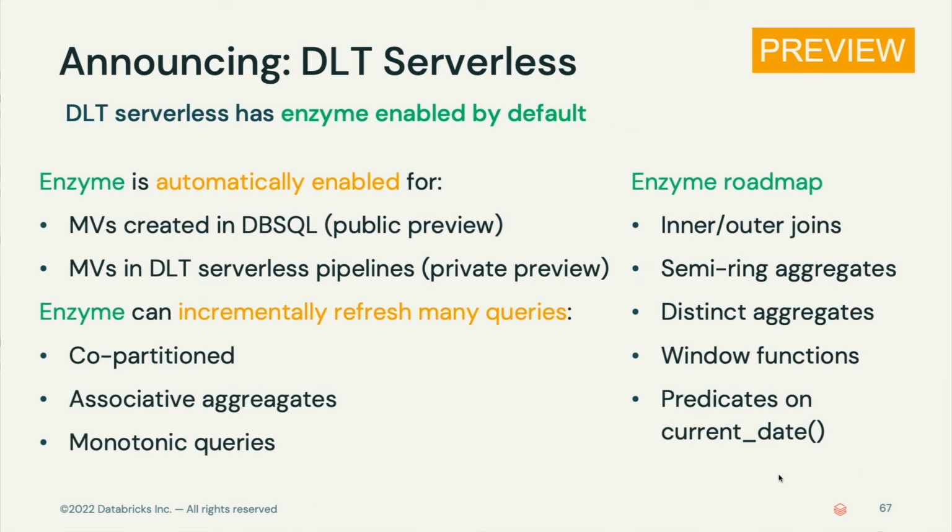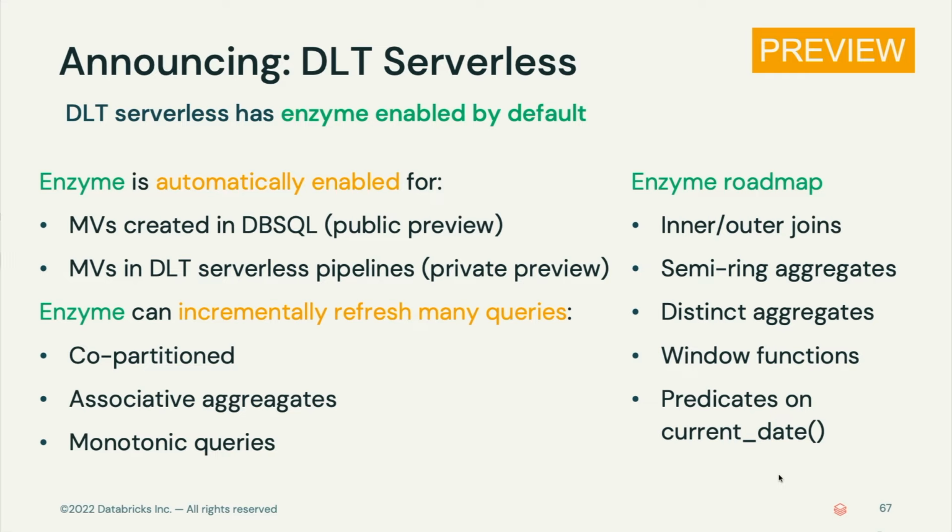And now I'd like to make my second announcement. We're releasing at the summit into public preview and private preview DLT serverless. And the really cool thing about DLT serverless is it has Enzyme enabled by default. So any materialized view that you create in DB-SQL will automatically use Enzyme, and any MV in a DLT pipeline running with serverless turned on will also use it. We're coming out the gate with 3 different techniques. We'll support these co-partitioned use cases, we'll support associative aggregation, and we'll support these monotonic queries.